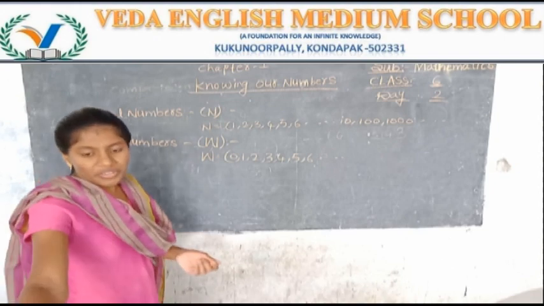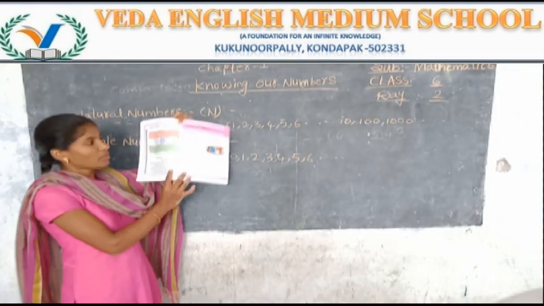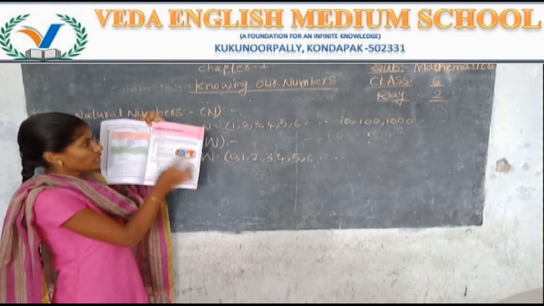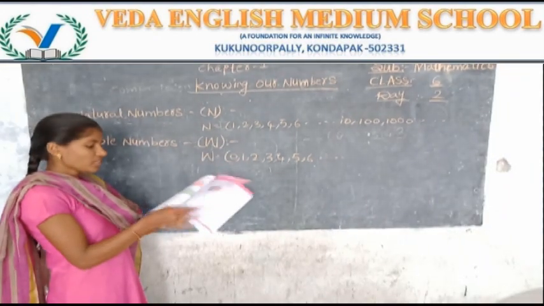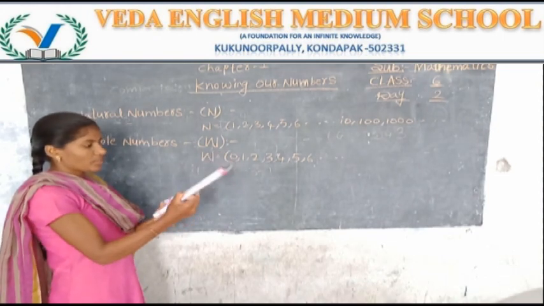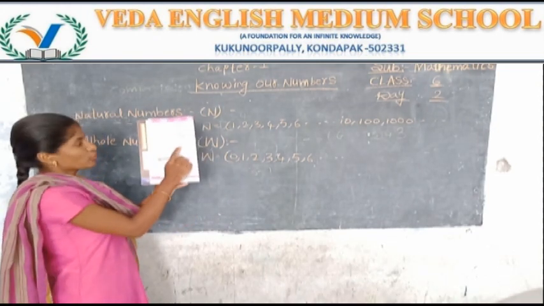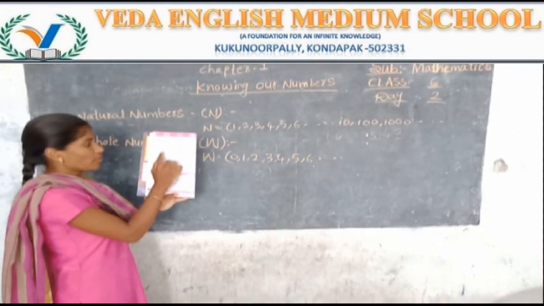Now open your textbooks, and our first chapter is Knowing Our Numbers. Page number 1. Knowing Our Numbers, it is our chapter 1. Now turn your page. Page number 2. Estimating and comparing numbers. Just now we have learned about comparison of numbers.